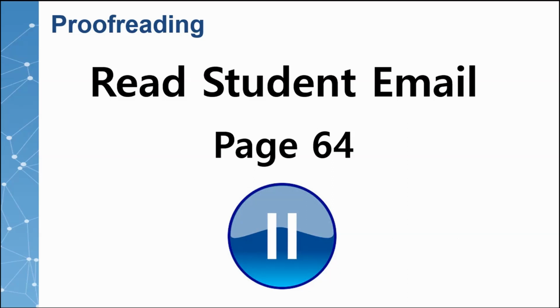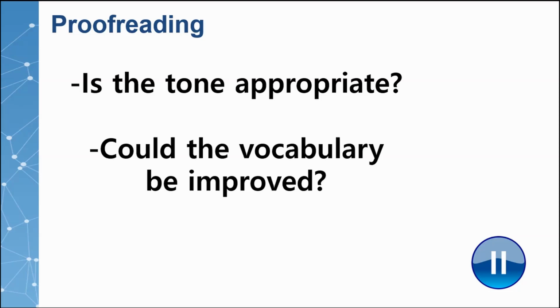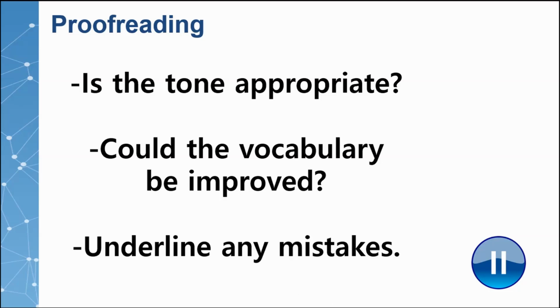So let's take a look, read the student email on page 64, and you can pause it after my explanation here. But as you read the email, consider three questions. The first question, is the tone of this email appropriate for the situation? Remember, we talked about tone in Unit 4. Could the vocabulary be improved? Again, we talked about this in Unit 2. Are there any Konglish type mistakes, or can some of the vocabulary be changed around? Does it all make sense? Finally, underline any mistakes. Don't worry about changing the email.